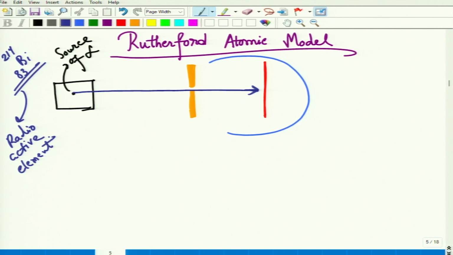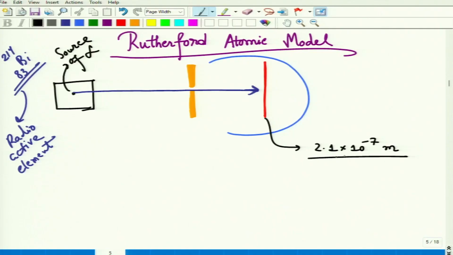This is the radioactive element, and the alpha particle. The thickness of the gold foil was 2.1 × 10^-7 meter. So it was a very thin foil. Why was such a thin foil taken? So that when the alpha particle penetrates the gold foil, there is only one collision at a time.